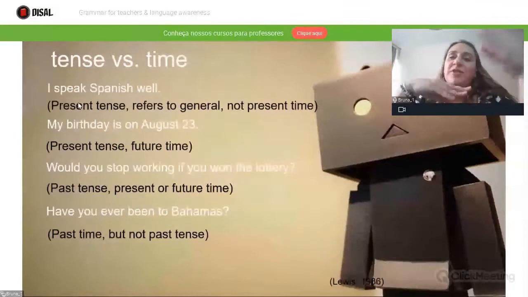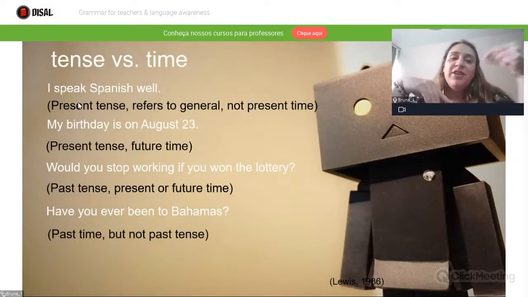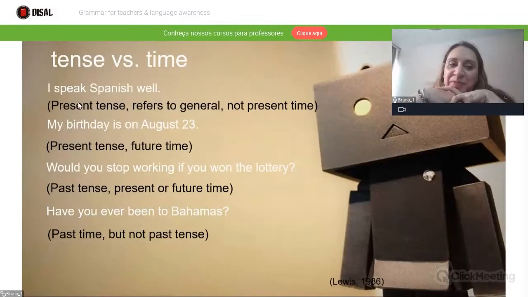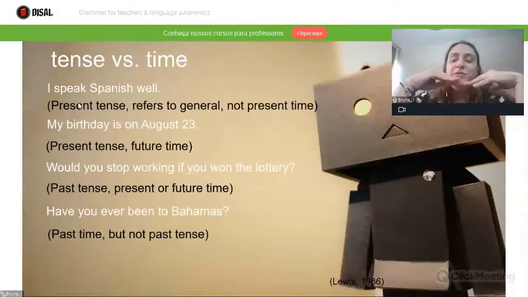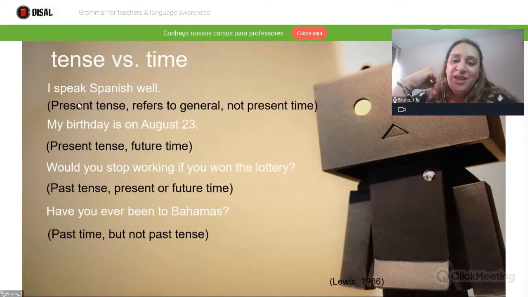Yes, this is a conditional, but when you analyze only the one word, it's past tense to represent present or future time. And the last one, have you ever been to the Bahamas, means past time, but then I'm using the present perfect, so it's not a past tense. So this is something very important for us to see the difference. When you're talking about future, oftentimes you're talking about future time, but there is no tense.